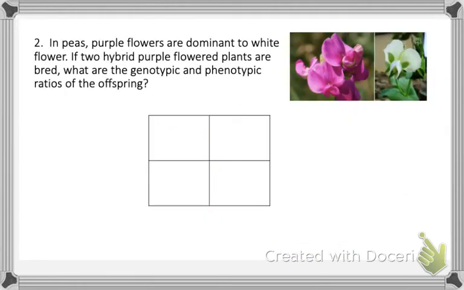All right, take a look at number 2. You're welcome to pause and set up your Punnett square. Pick your own letter, and I will restart with my Punnett square completed, and then we'll talk about this idea of genotypic and phenotypic ratios.